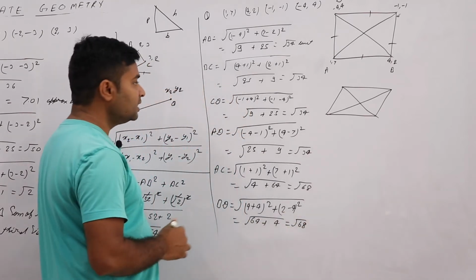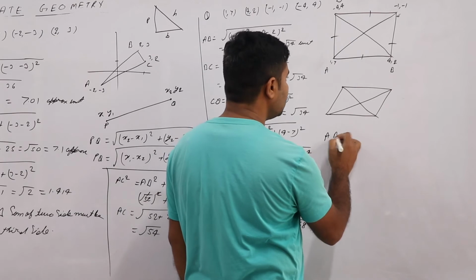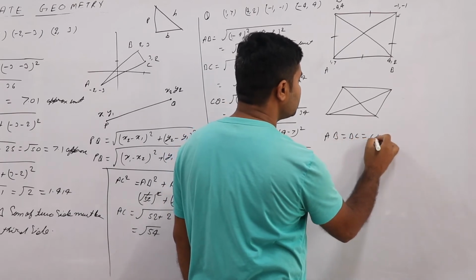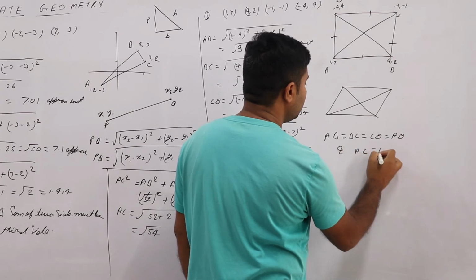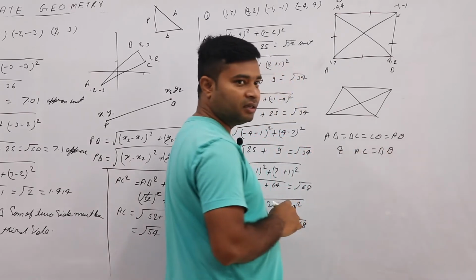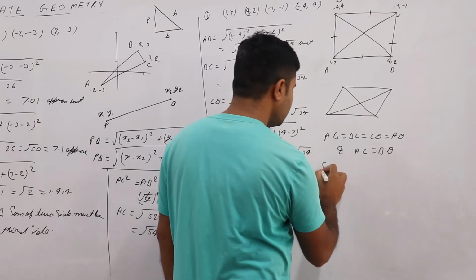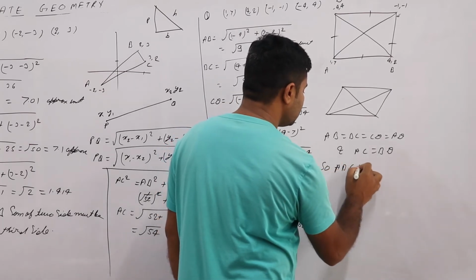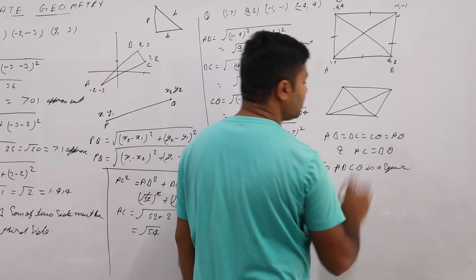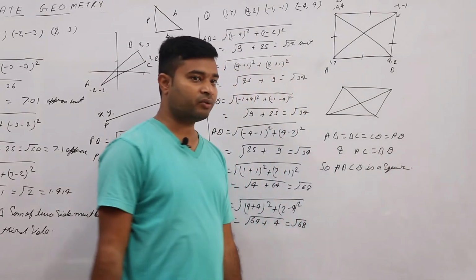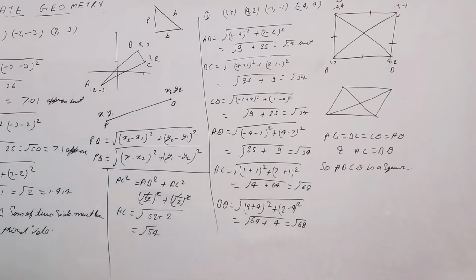So we can say AB is equal to BC is equal to CD is equal to AD, and AC is equal to BD. AC is equal to BD. So ABCD is a square. Is a square. Understood? Yes, sir.